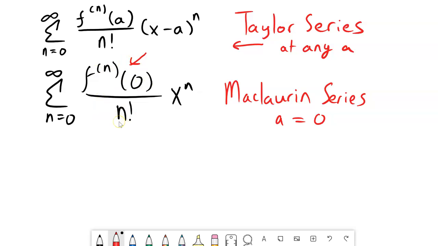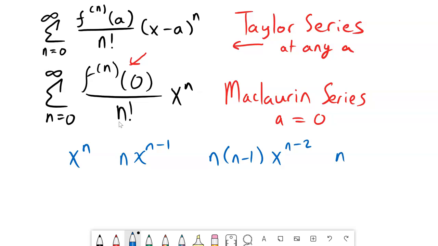But then we have n factorial. What's that purpose? If you remember from taking the power rule, it's going to be something like this. So I'm going to take the first couple derivatives of x to the n. So x to the n would be this, and then x to the n minus 1, x to the n minus 2, and then let's do one more.